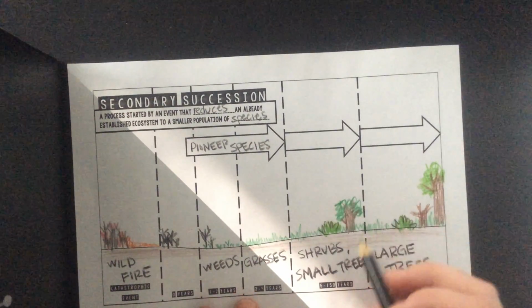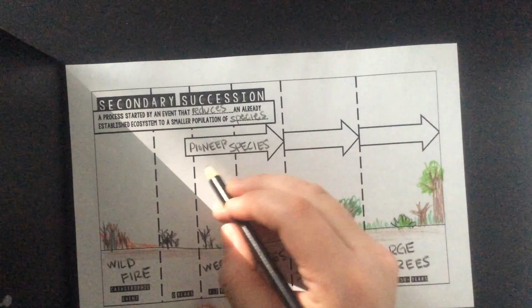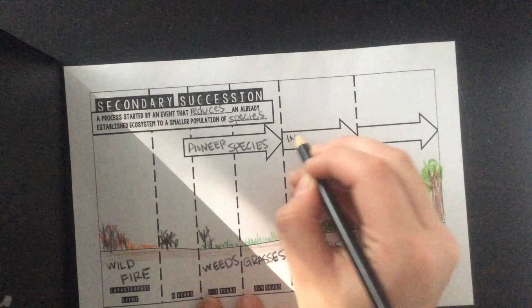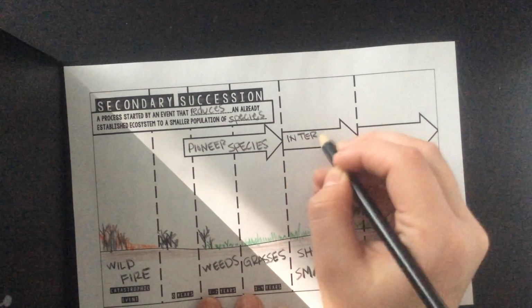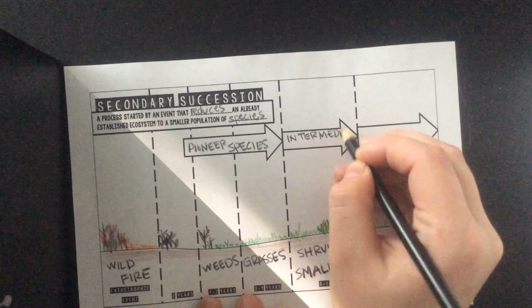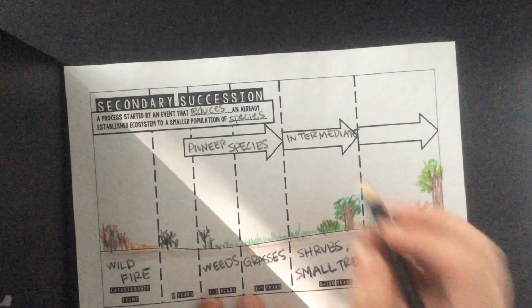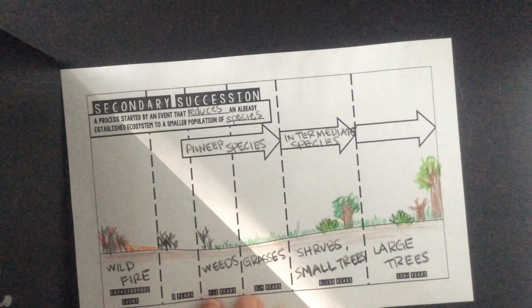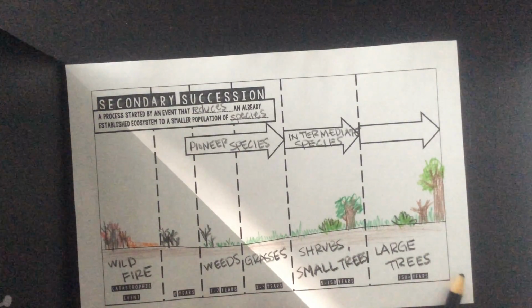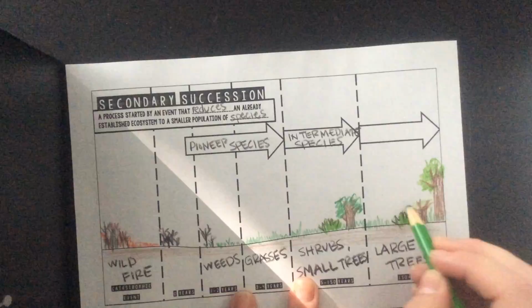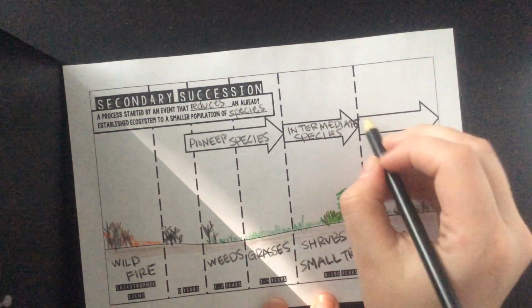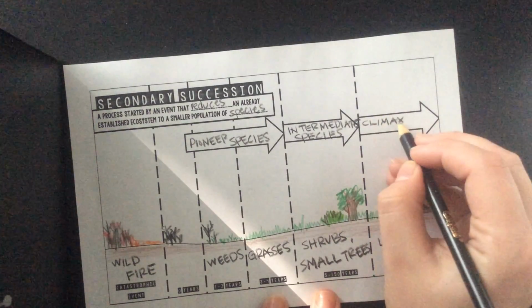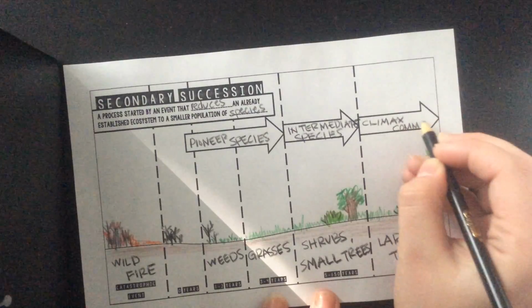The middle guys, the in-between, so in between it being a completely wiped out ecosystem and a full ecosystem, we've got intermediate species. Intermediate just means the middle. And that's going to be your shrubs and small trees. And once you have a fully developed ecosystem, forgot the leaves on that one. Once you have a fully developed ecosystem, we call that the climax community. And again, of course, you're going to see lots of animals living in a climax community.